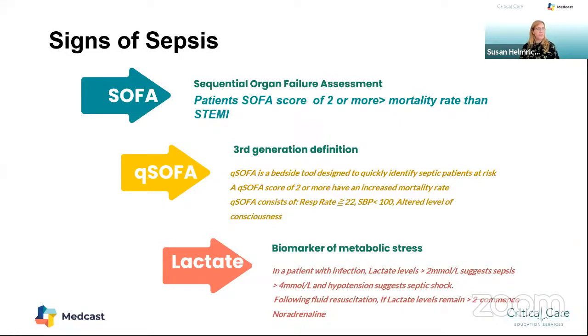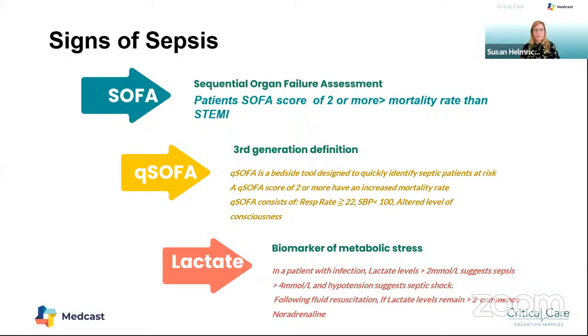We've now moved on to something a little bit simpler called our Q-SOFA score, and this is built on the sequential organ failure assessment, a tool that we use in ICU for predicting mortality rate. We know patients with a SOFA score of 2 or more actually have a greater mortality rate than patients with an ST elevation myocardial infarction. So it's really quite a significant tool for identifying mortality.